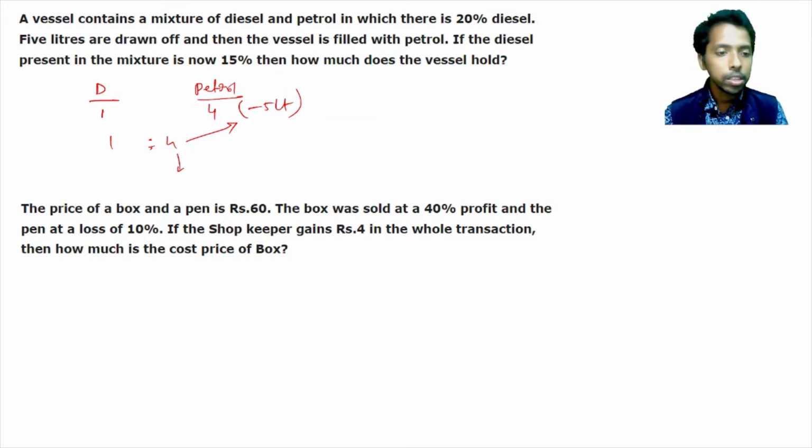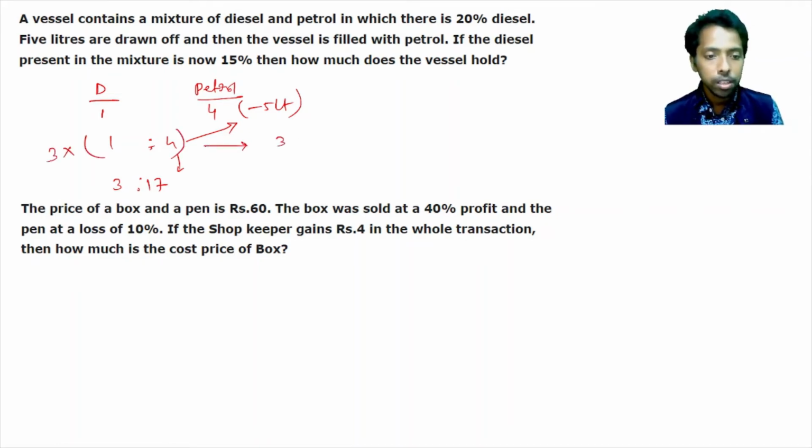If the diesel present in the mixture now is 15%, reduced from 15:85, that is 3:17. Remember this. Now petrol is getting added, so diesel will still be the same. This is 3, this is 1, so this set should be multiplied by 3. So this gives 3:12, and the final one is 3:17. This difference is because of petrol added.